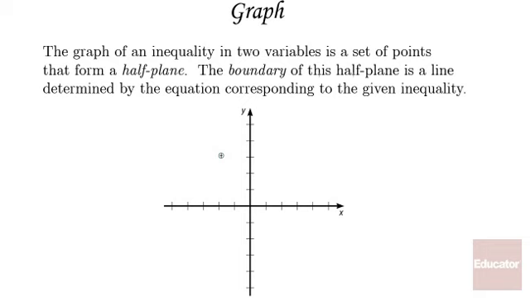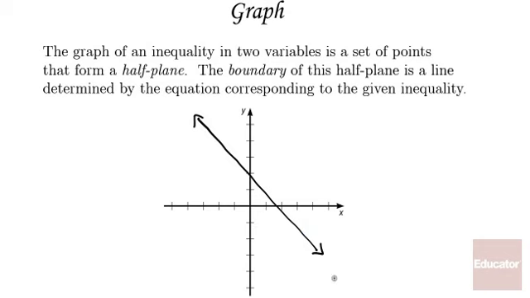If you are given an inequality, you can find the corresponding equation, and when you have that equation, you can use it to graph a line. So let's say my line comes out looking like this. One note that we'll discuss further in a moment is that this line may not be solid. It may actually be a dashed line, and I'll explain that in a moment.